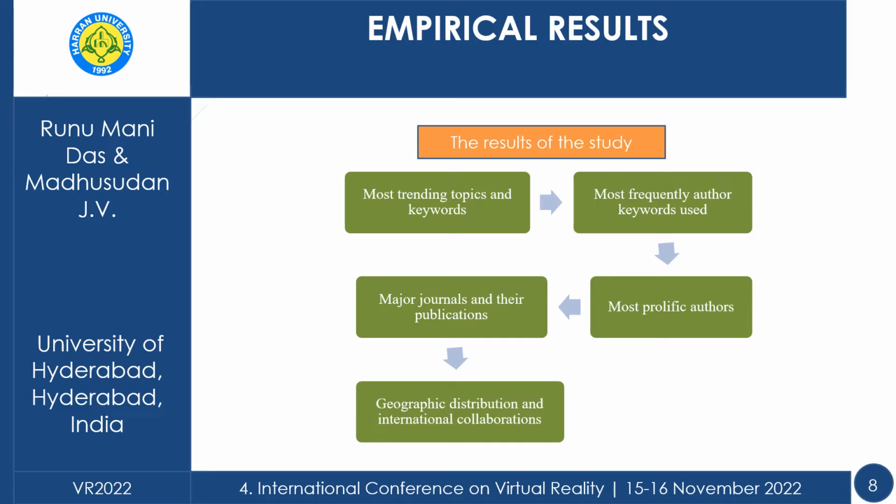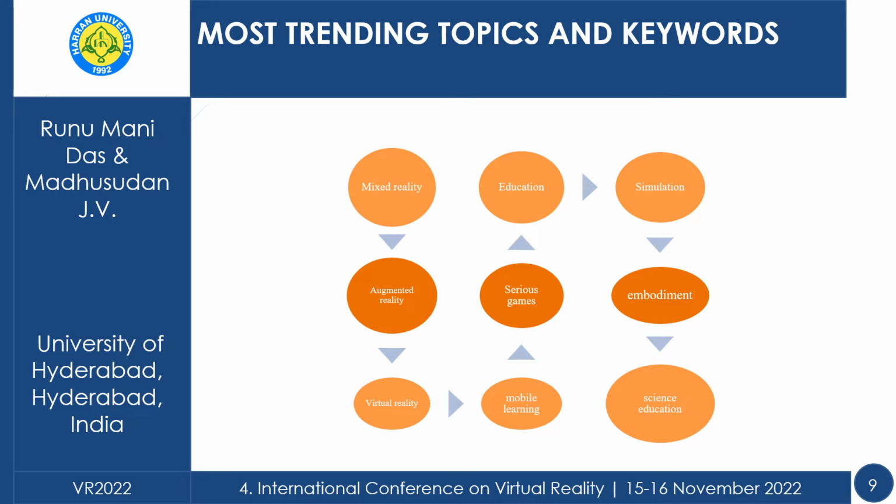In empirical results, most trending topics and keywords, most frequently used author keywords, major journals and their publications, most prolific authors, geographic distributions, and international collaborations are discussed. In most trending topics and keywords, we can say that mixed reality, augmented reality, and virtual reality are the most trending keywords and topics, and education, serious games, mobile learning, simulation, embodiment, and science education have a relation with mixed reality in education. So these are the most trending topics and keywords in relation to mixed reality in education.